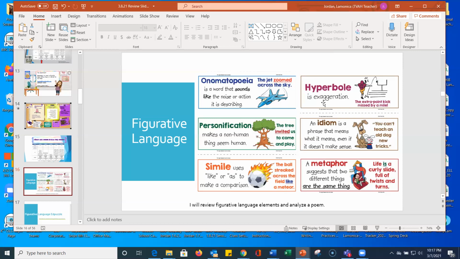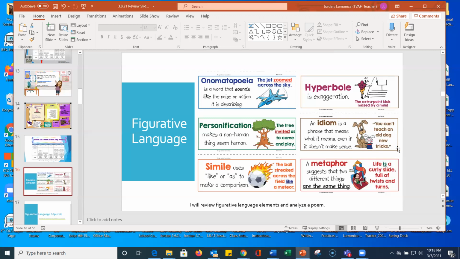And we have hyperbole. It's an exaggeration. The extra point kick missed by a mile. It could have only been about half a foot, and they'd still say, oh, it missed by a mile. It's exaggeration. Like, I'm as hungry as a horse. I could eat an entire horse right now. Probably not.